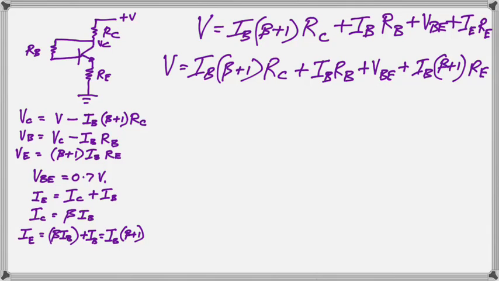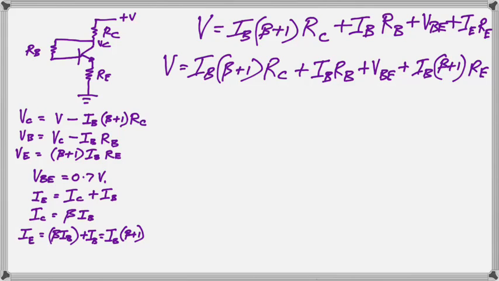So going from left to right, we have beta plus 1 IB RC plus IB RB plus VBE, the voltage across there, plus beta plus 1 IB RE. So that's 1 voltage, 2 voltage, 3 voltage, 4 voltage to get to V. So that voltage plus that voltage, the voltage between the base and emitter, then the voltage across that, and they add up to V.